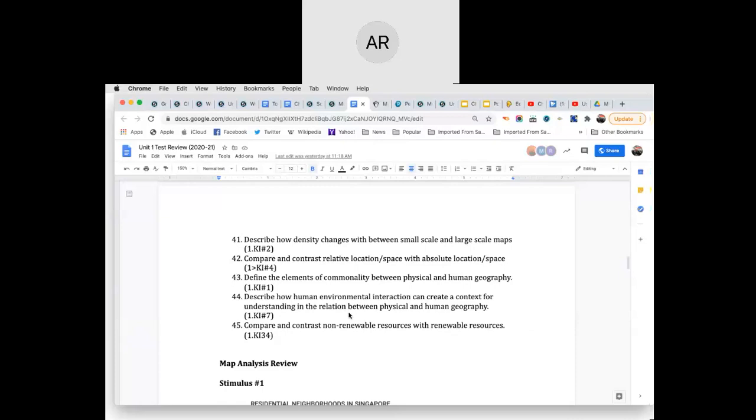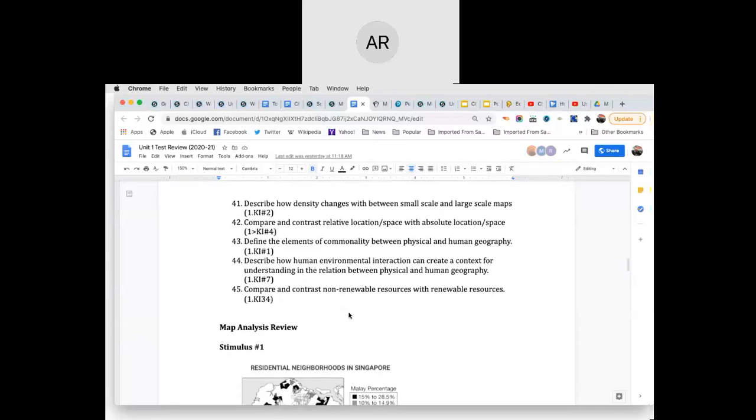44, describe how human-environment interaction can create a context for understanding relationship. Well, again, human and environment can be some examples I read today with Minnesota cultural identity. In Minnesota, human environmental interaction would be during wintertime. People tend to play winter sports, or they wear warmer jackets. That's human environmental interaction between the physical environment, our atmosphere, our lithosphere, and the human activities of winter sports or wearing technology like jackets.